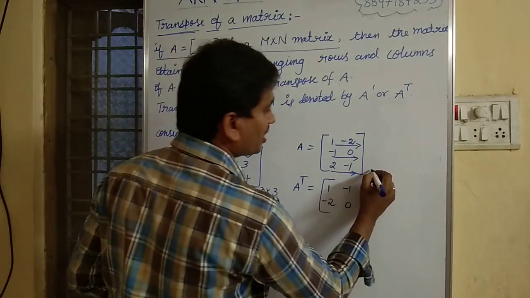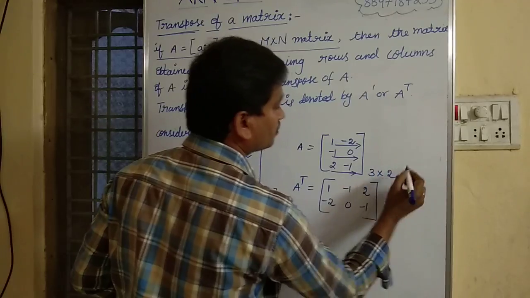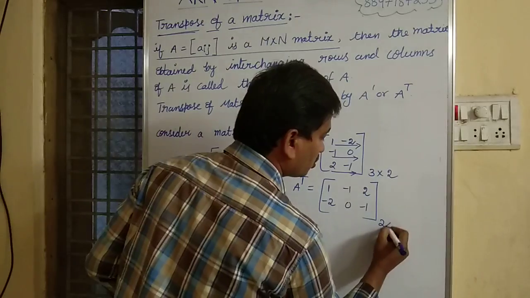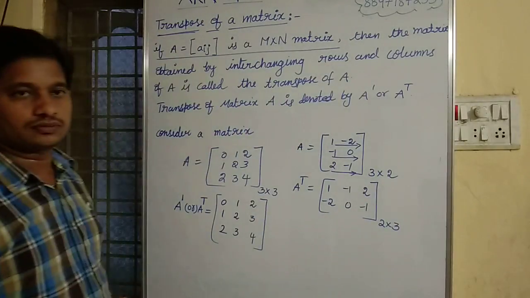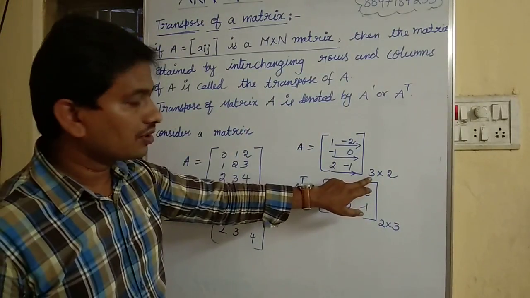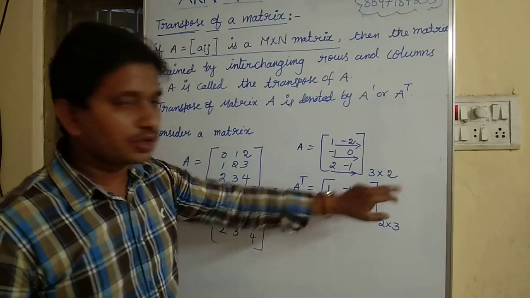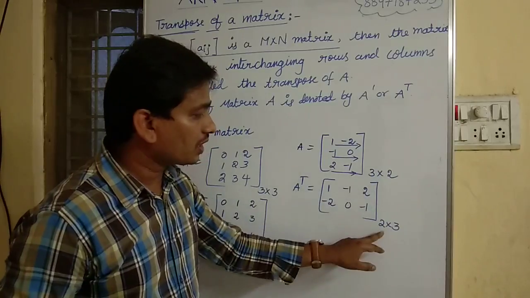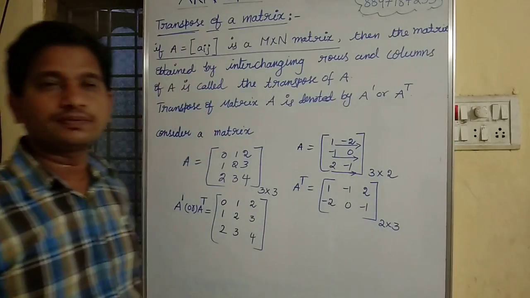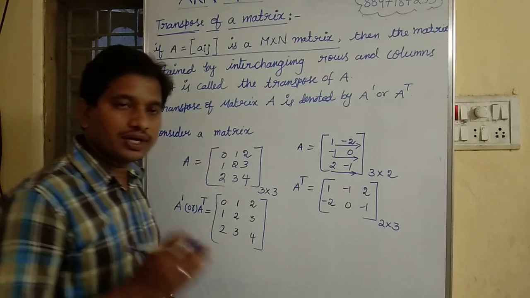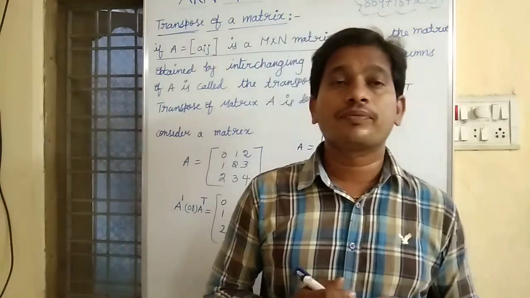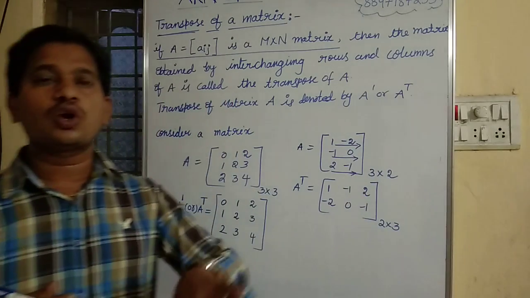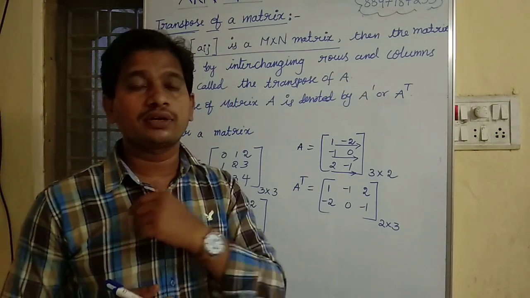Here matrix A is of order 3 by 2. And what is the transpose of A? It has 2 rows and 3 columns. Here rows are 3, columns are 2. After transposing, columns become rows and rows become columns. So, children, you understood what is meant by transpose of a matrix. Interchanging rows and columns of a given matrix is called the transpose of a matrix.